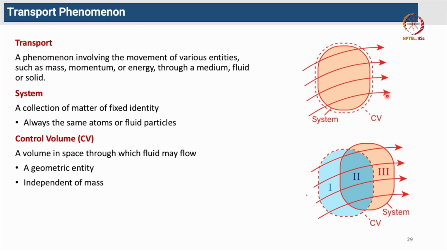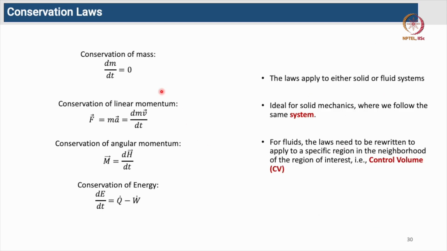In this case, the transport phenomena, the concept of system, and this is the control volume, the dotted line. The system is a collection of matter of fixed identity, always the same atoms or fluid particles. Control volume is a geometric entity and it is independent of mass. So the conservation laws are like this: conservation of mass, momentum, angular momentum, and conservation of energy. The laws apply to either solid or fluid systems, ideal for solid mechanics. But in fluids, you need to bring in the control volume approach, because you want to apply it to a specific region of the fluid of interest.